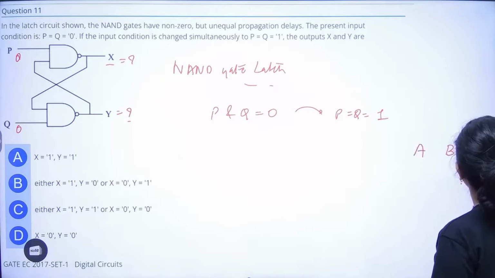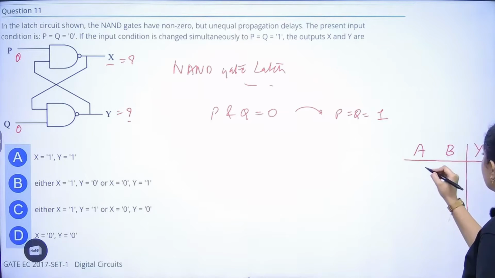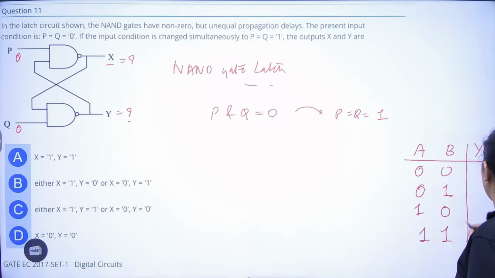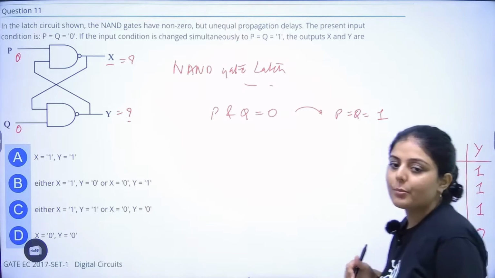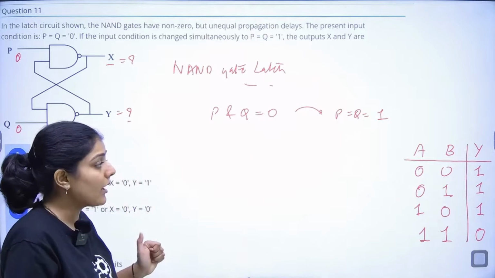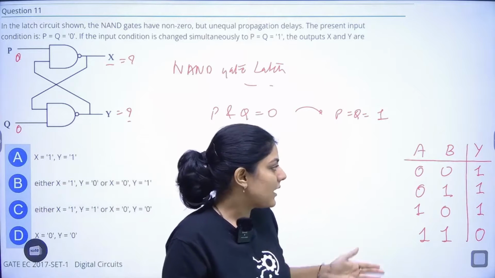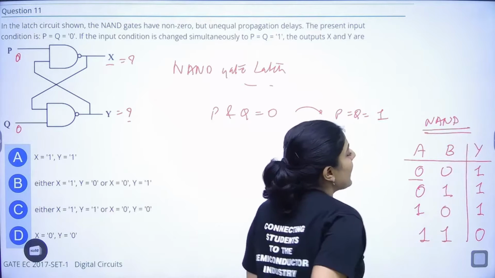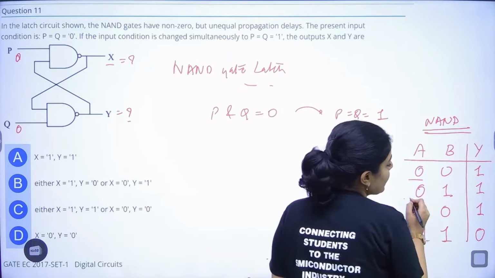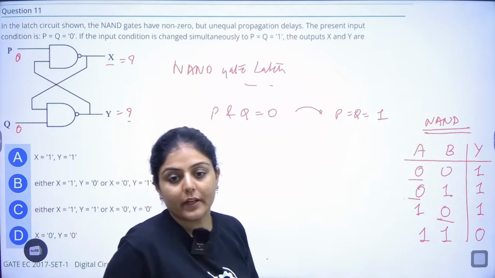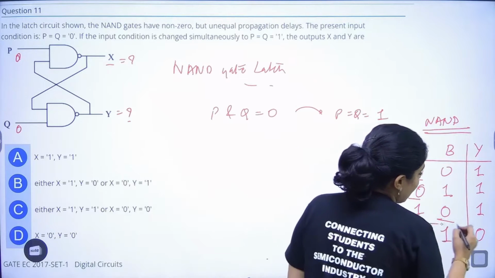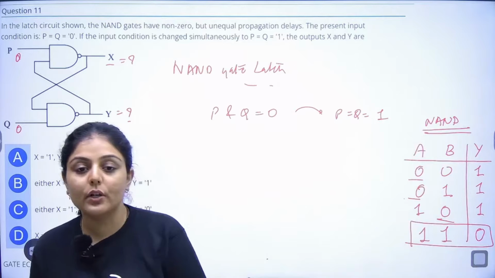A and B are the inputs and Y is the output: 0, 0; 0, 1; 1, 0; and 1, 1. So the output is 1, 1, 1, and 0. Now this is the opposite of the AND gate. I'm sorry, my bad, I needed to correct it. Now, in a NAND, if any of the inputs is equal to 0, the output will be equal to 1. Only in one special case, when both inputs are 1, the output is equal to 0.